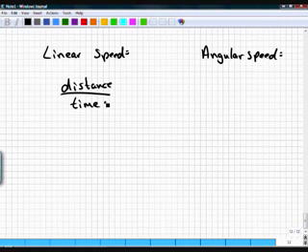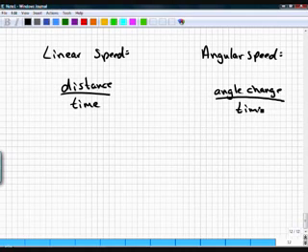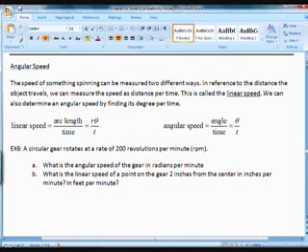Time. So it's the distance you travel over the time. Angular speed is measured in degrees per minute or radians per minute because you're spinning. It's a change in angles. So can you tell me what the formula for angular speed would be? The angle change, I guess you could say, over time. So it's how much the angle changes over that amount of time. And there you go. Linear speed, arc length over time. Angular speed is angle over time.